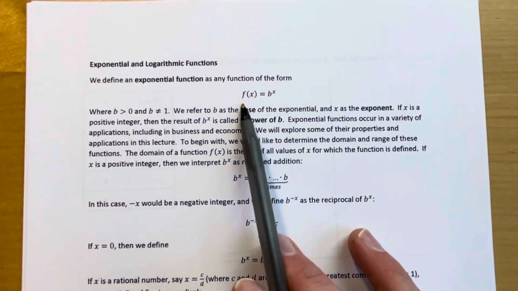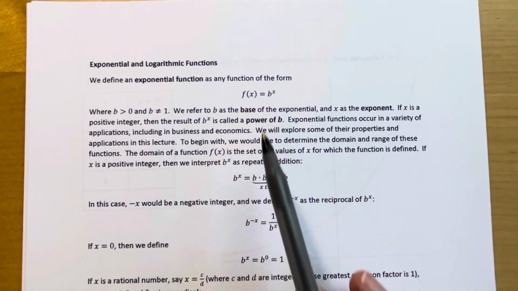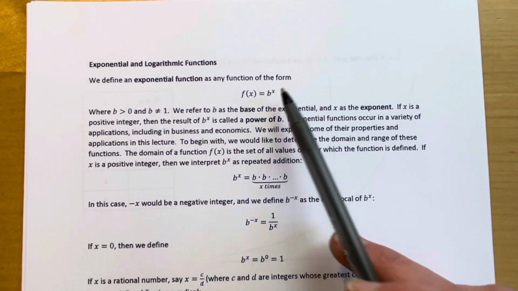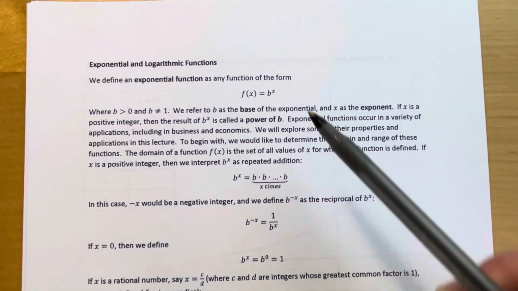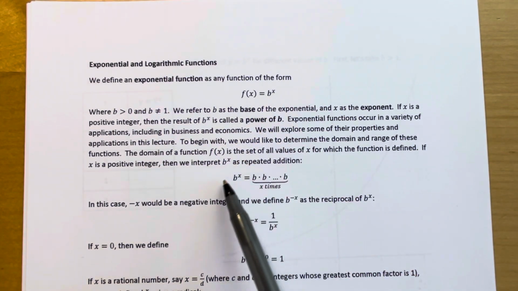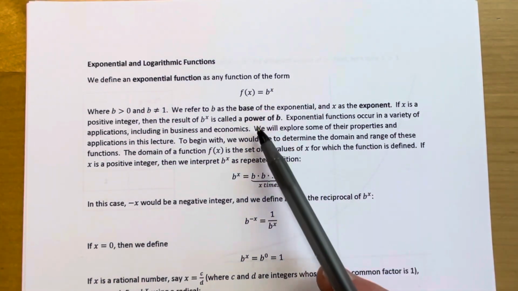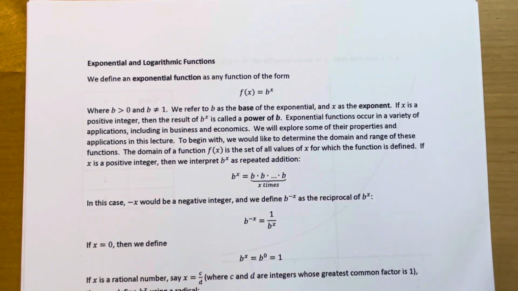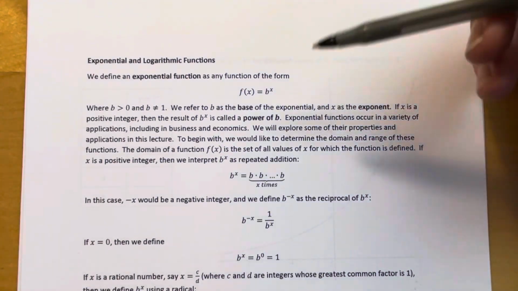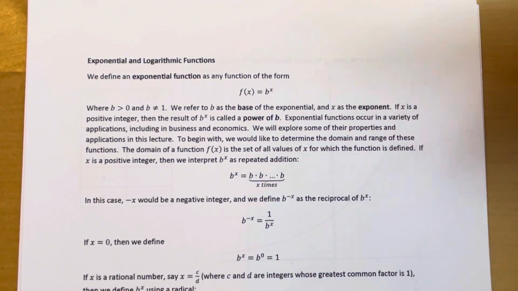If this is an exponential function, we have a couple of names for the pieces of these things. That b there, we call the base of the exponential. The x is called the exponent. Whenever I plug a positive integer in for x here, whatever the result of this is, we call that a power of b. For example, I can say that 8 is a power of 2, because 2 to the third power equals 8. So I can find an integer power of 2 that gives me 8. That's basically what that's saying.